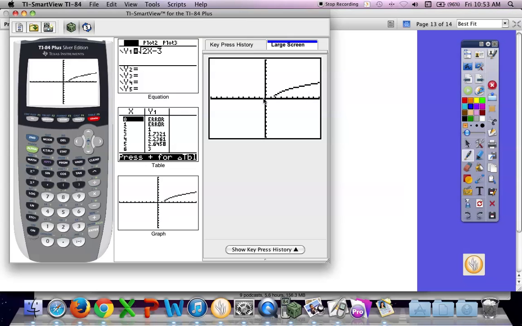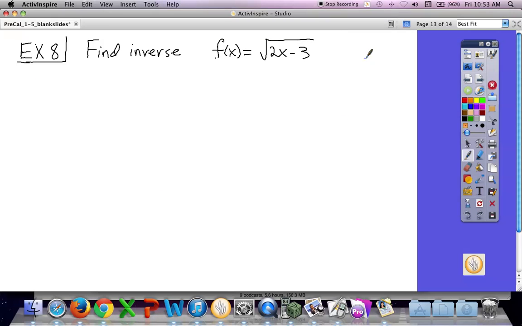And it looks like the range should be starting at y equals 0, and it's only going up from there. Yeah? What would it look like if it didn't have an inverse? It would have to go down or something in there. If it's increasing and decreasing in the same graph, right? In the same graph.